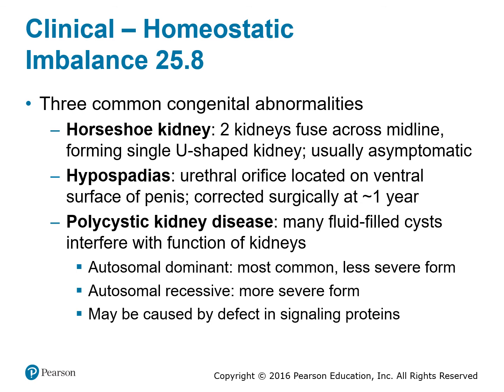Some common congenital abnormalities: horseshoe-shaped kidney. So the 2 kidneys are fused together across the midline, so it's really one. When someone wants to donate a kidney, they can't because it's only one U-shaped kidney. It's asymptomatic. It functions just fine. You just can't donate half of it, though. Hypospadias: the urethral orifice is located on the ventral surface of the penis, corrected surgically at about 1 year old.